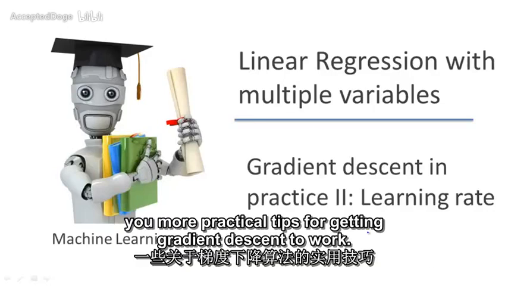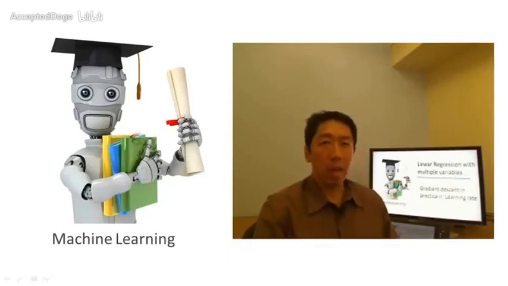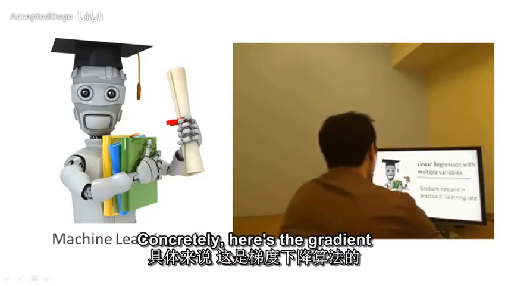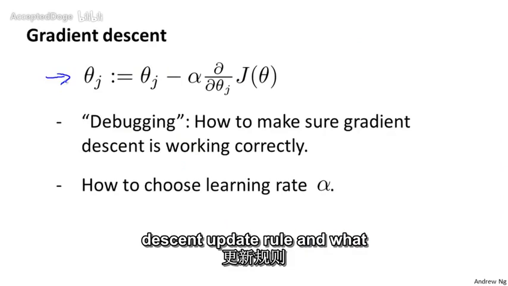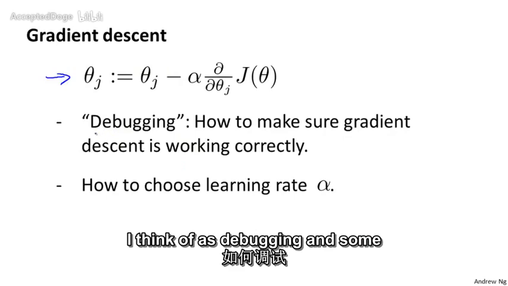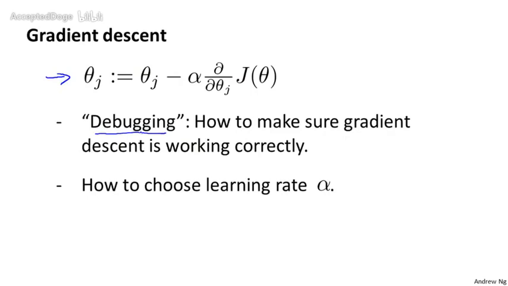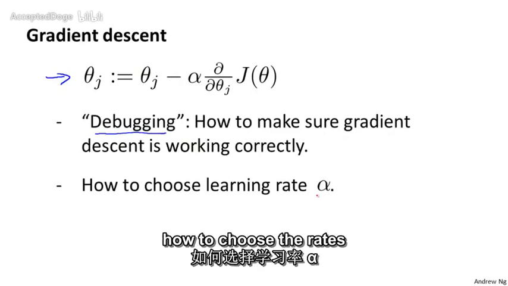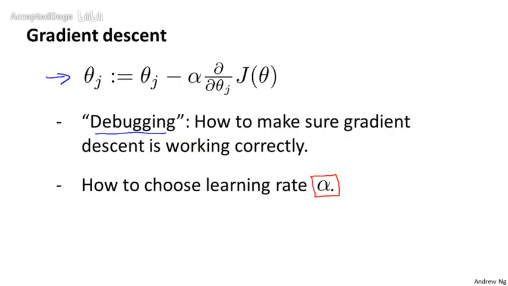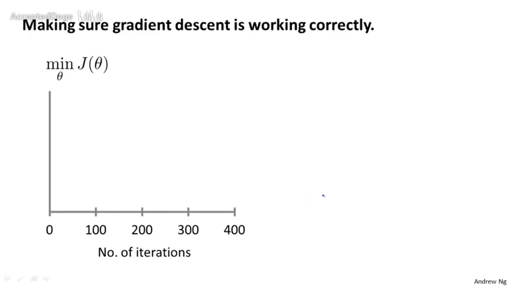In this video, I want to give you more practical tips for getting gradient descent to work. The ideas in this video will center around the learning rate alpha. Concretely, here's the gradient descent update rule, and what I want to do in this video is tell you about what I think of as debugging and some tips for making sure that gradient descent is working correctly. And second, I want to tell you how to choose the learning rate alpha, or at least how I go about choosing it. Here's something that I often do to make sure that gradient descent is working correctly.